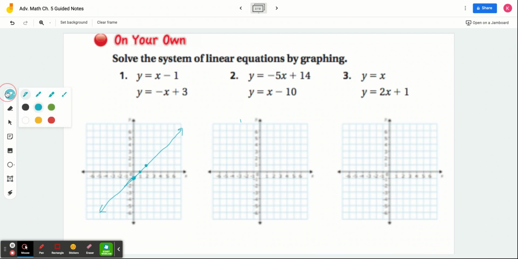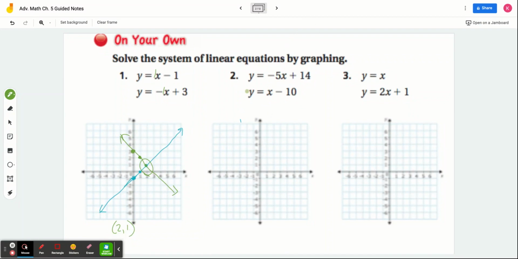Now we can graph the second equation. So the y-intercept is +3, and our slope is -1. Remember, when there's no coefficient, our coefficient is an imaginary 1. So where we have a slope of -1, we're going down 1 and over 1. When we draw a line through these points, we can see that our lines cross here. This point is at the point 2, 1. So our solution to the system of linear equations is the point 2, 1.